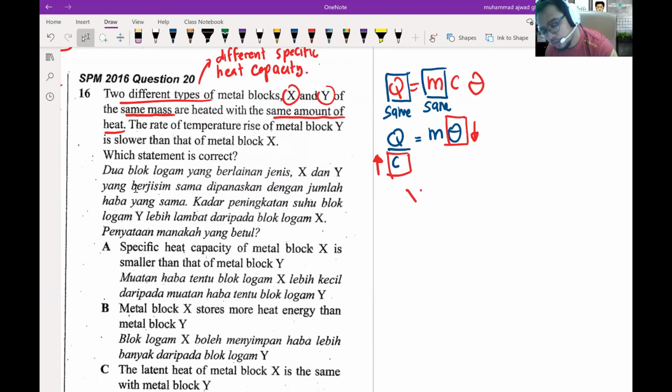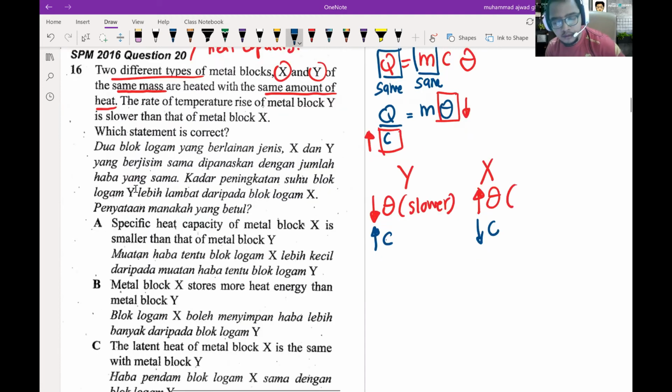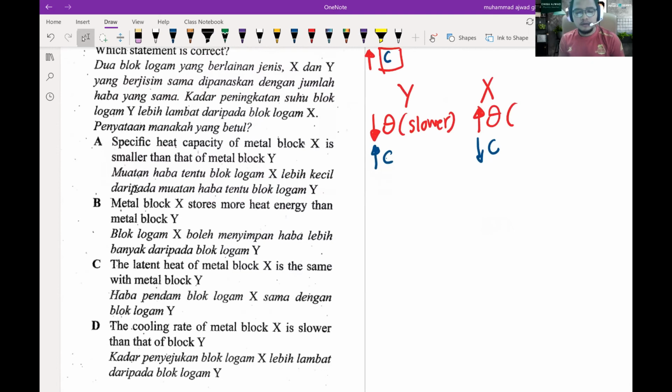Okay, so the rate of temperature rise, metal block Y slower. Okay, so Y dengan X, Y theta dia kata slow. So theta dia rendah. Ini higher lah. Okay, then so lower theta, higher C. Higher theta, lower C. Okay. Specific heat capacity of block X smaller than Y. Okay.